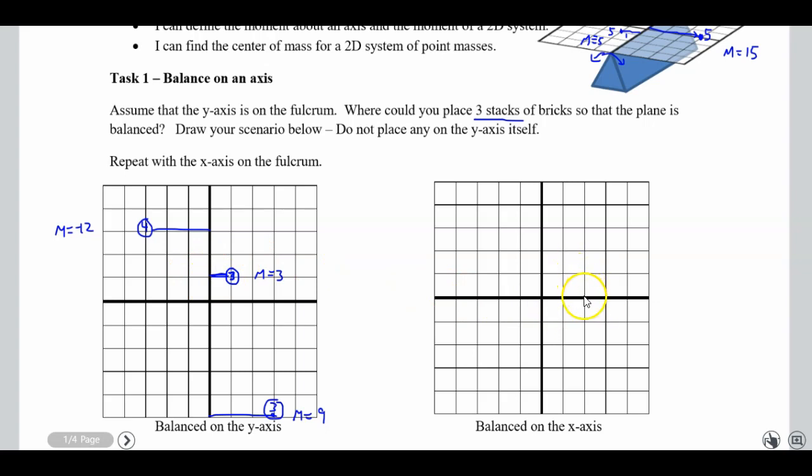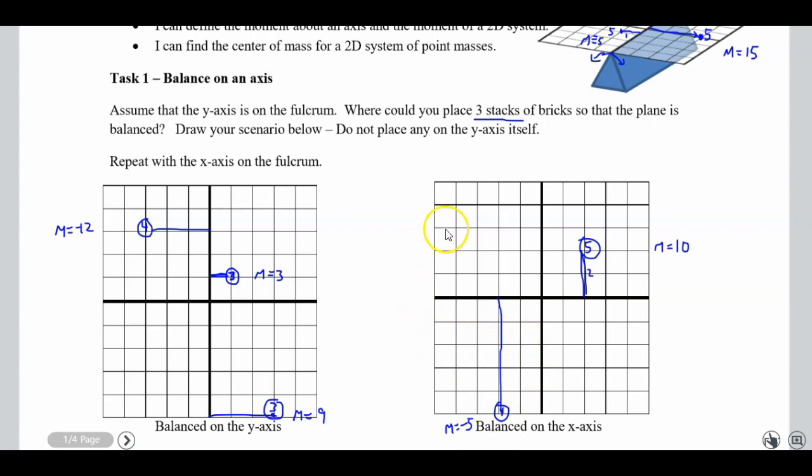So 3 stacks, again, let's just say we're going to put right here, maybe 5. So that's going to be 2 units away from the x-axis. So far there we got a moment that is 10. Maybe we'll put, say over here, maybe 5 units down, we'll put 1 brick. So there's my 1. So this is going to be a moment of negative 5.